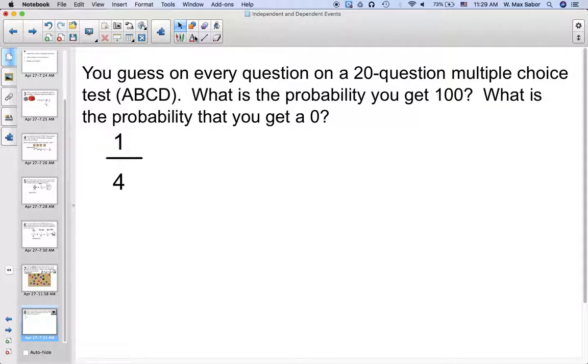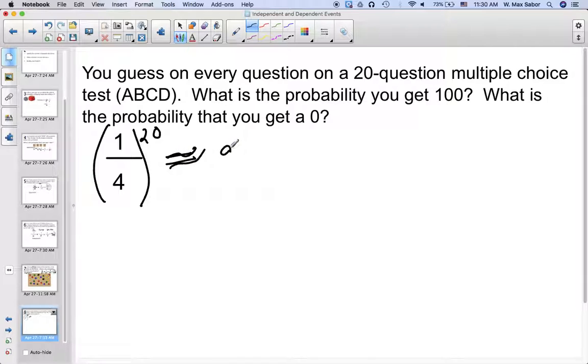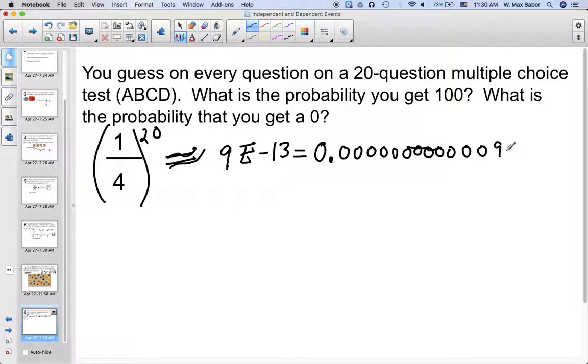So rather than doing 1/4 times itself a bunch of times, you can use an exponent. That's what exponents are for. So 1/4 to the 20th power is going to be approximately 9. When I type it into the calculator, what I'm seeing is 9e negative 13, which is the same thing as a decimal point followed by 12 zeros. I think I've done 9, 10, 11, 12, and then a 9. That is the probability you get a 100.